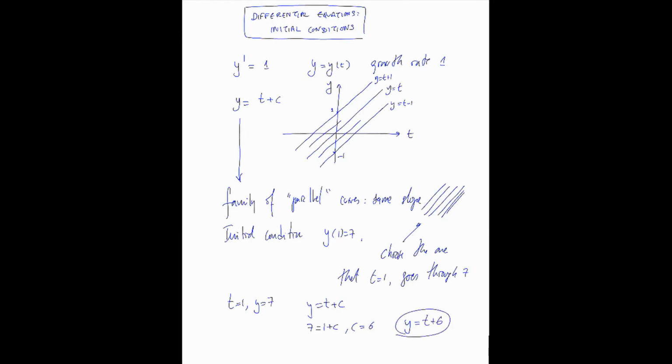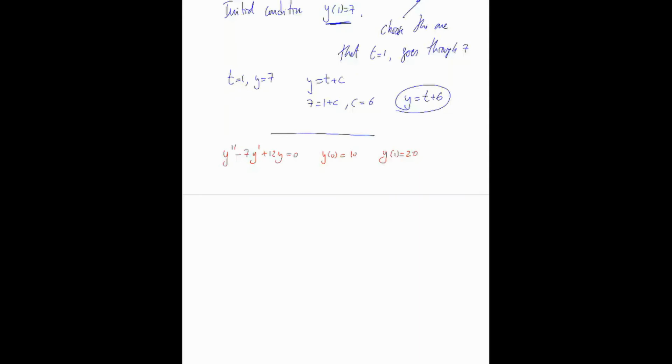So the initial condition here allows us to determine which one of these curves is the one satisfying this, because the differential equation only gives us a family of parallel curves. So let's consider a slightly more complicated problem, as we have seen in class. This is a linear equation with constant coefficients, homogeneous.